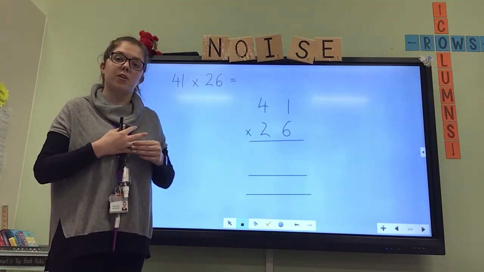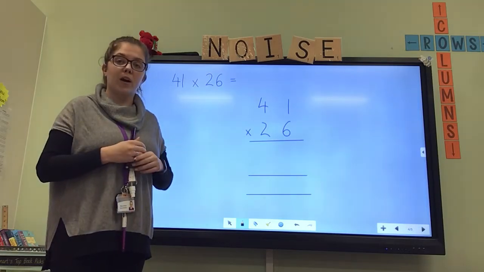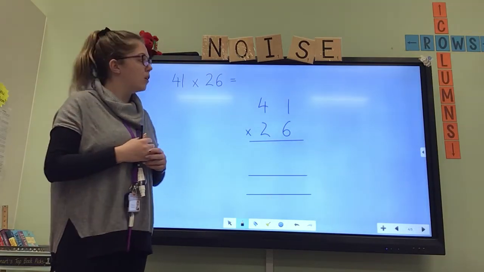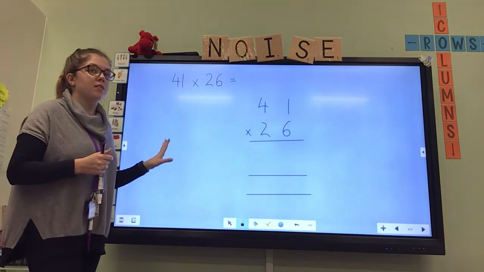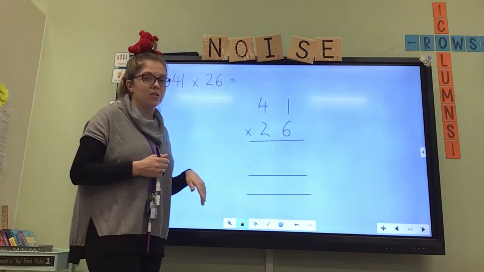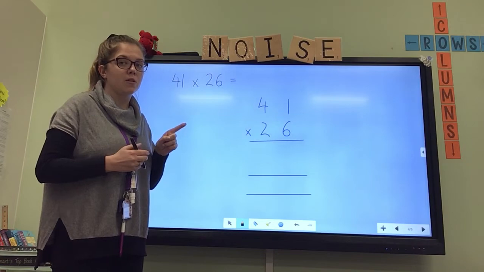We'll do one more together, but if you think you're ready to try the worksheet, please just stop the video and you can go and have a go. And if you get stuck, you can come back and watch the video to remind yourself. So, I'm not going to do the grid method this time. We're just going to do our compact method, remembering to put in our place value holder.